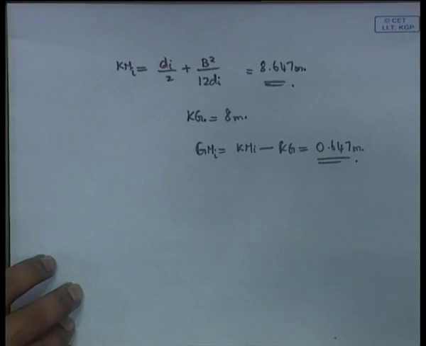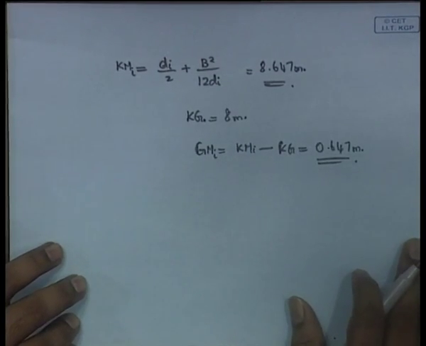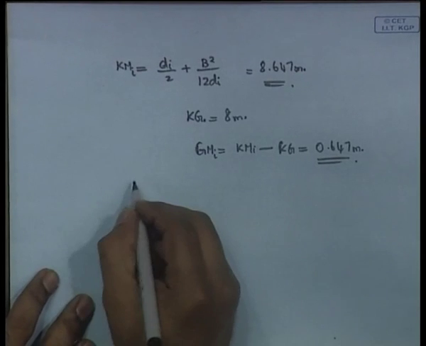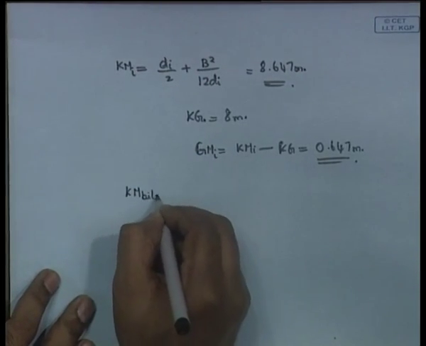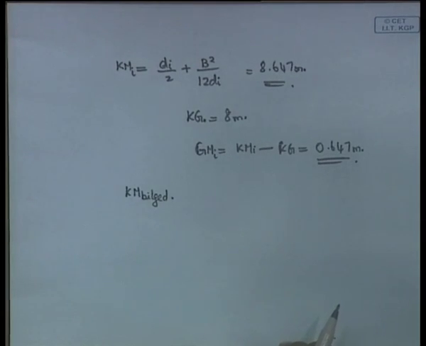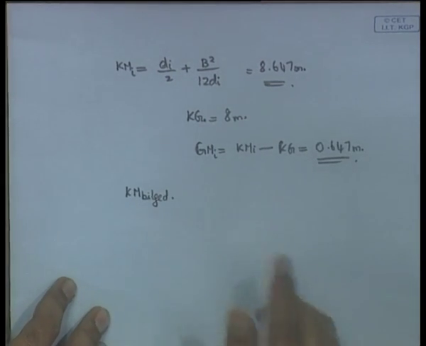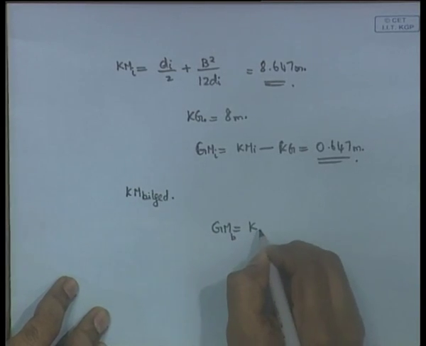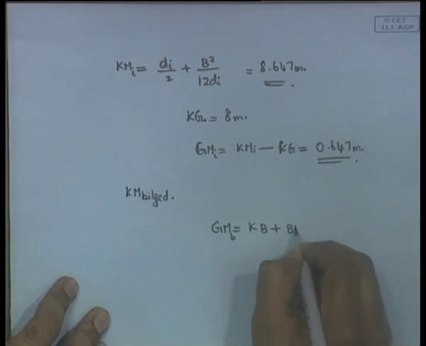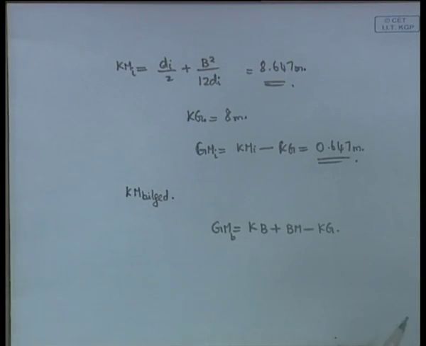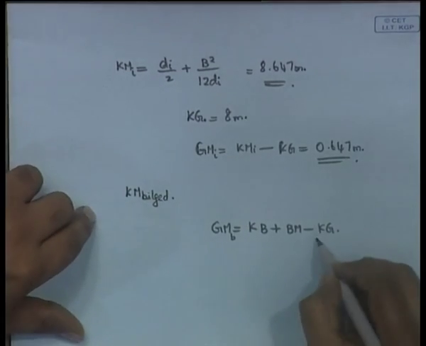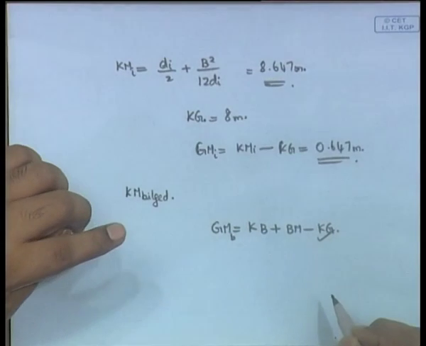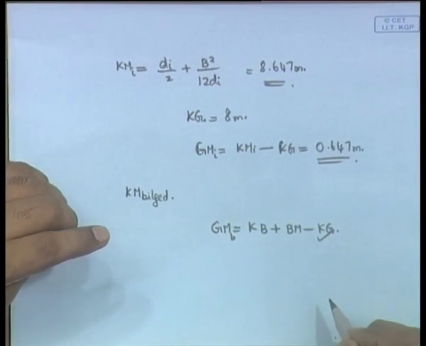Then you need to find the KM in the bilged condition. Now, we can use the formula GM is equal to KM, this is in the bilged condition, KB plus BM minus KG. Note that we are doing everything using buoyancy. So, KG does not change, KG is still 8 meters. So, this we know.